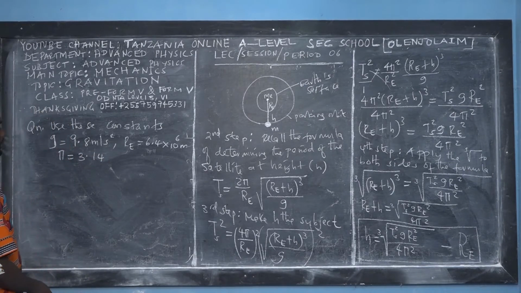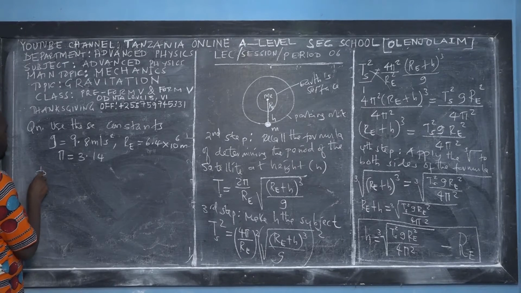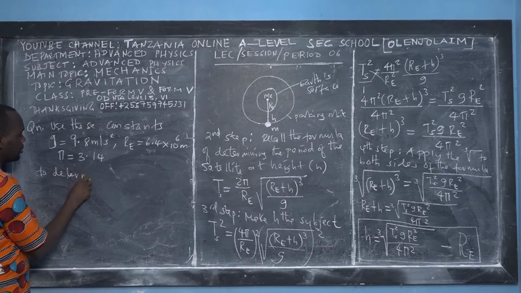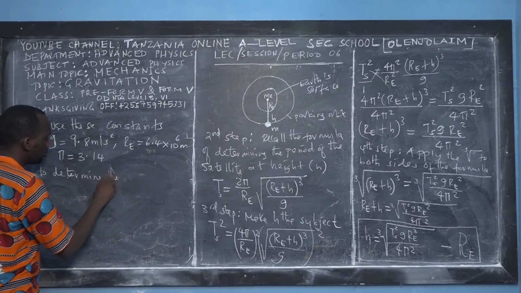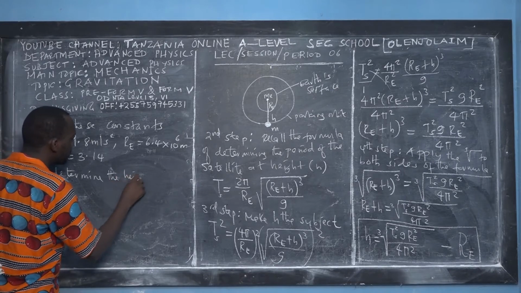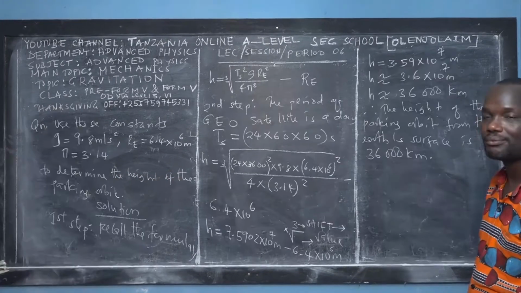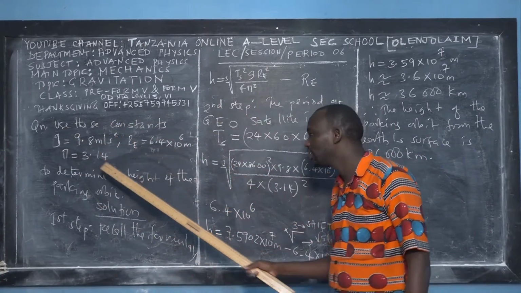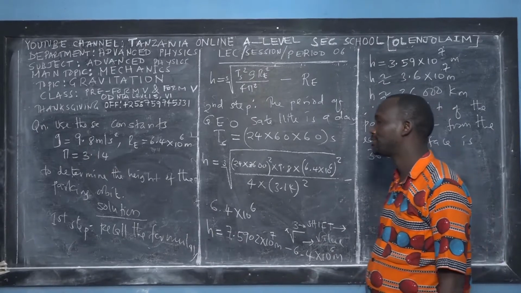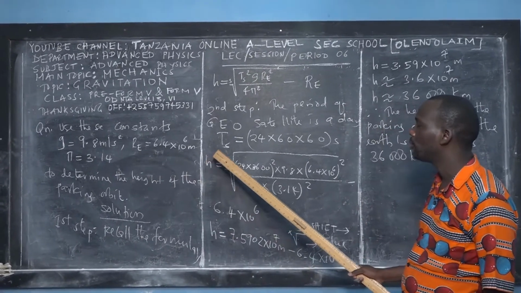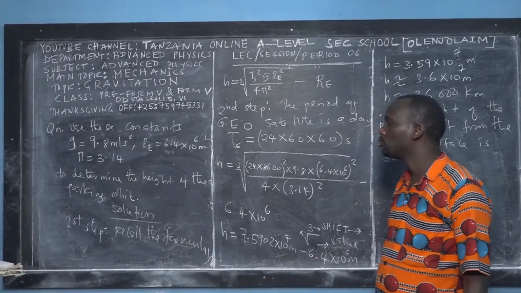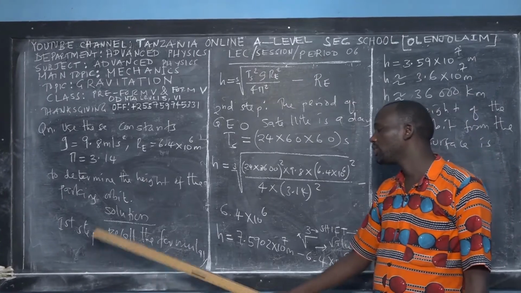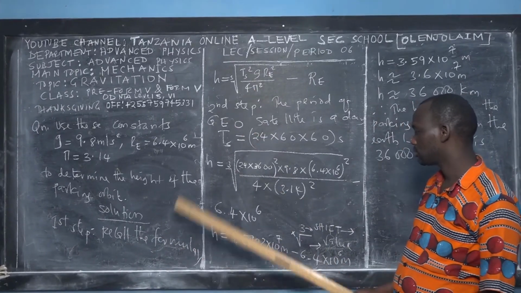That's all. And then use those constants to determine what the height of the parking orbit is. According to the requirement of the question, use the constants given: acceleration due to gravity 9.8 meters per second squared, radius of the Earth 6.4 × 10^6 meters, and pi equal to 3.14 to determine the height of the parking orbit. So, solution: the first step, we have to recall the formula.